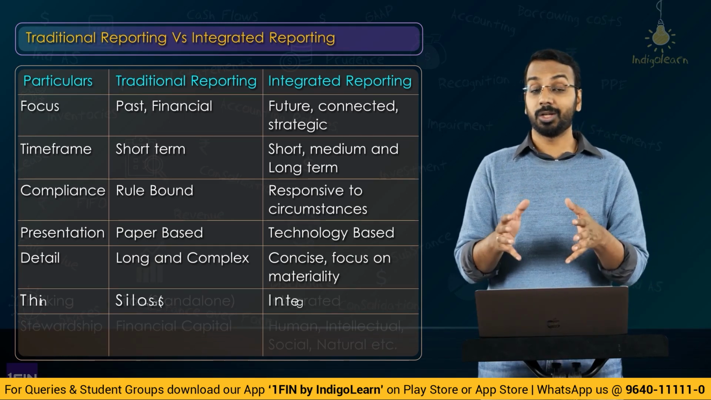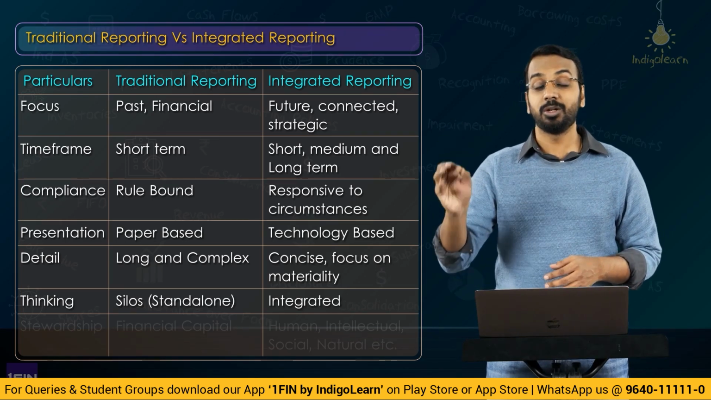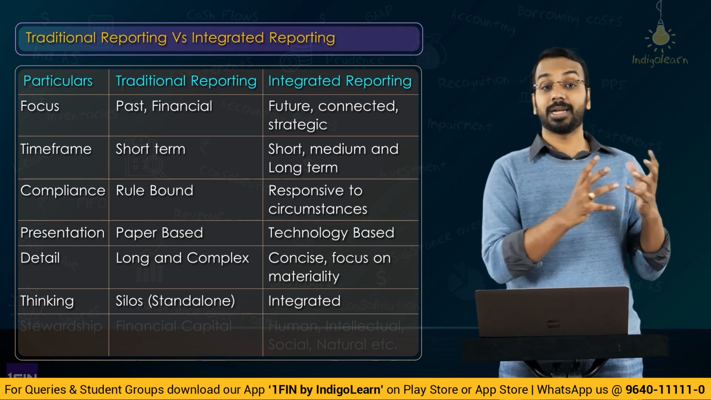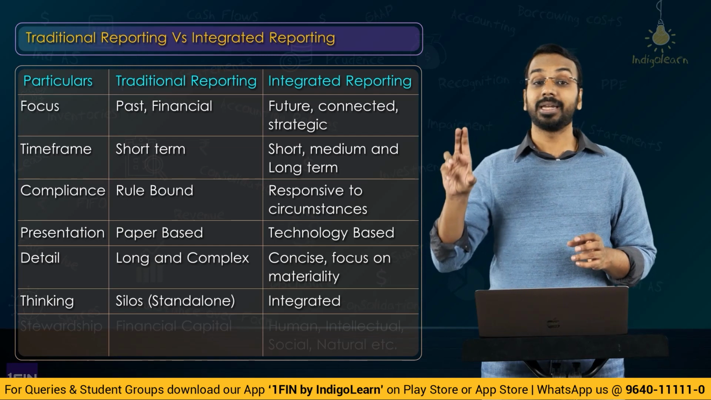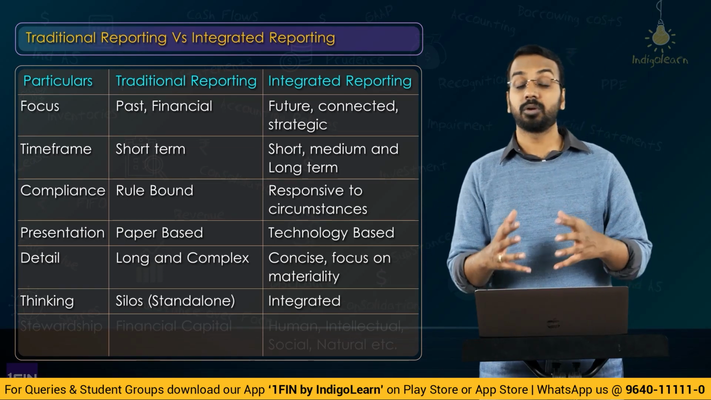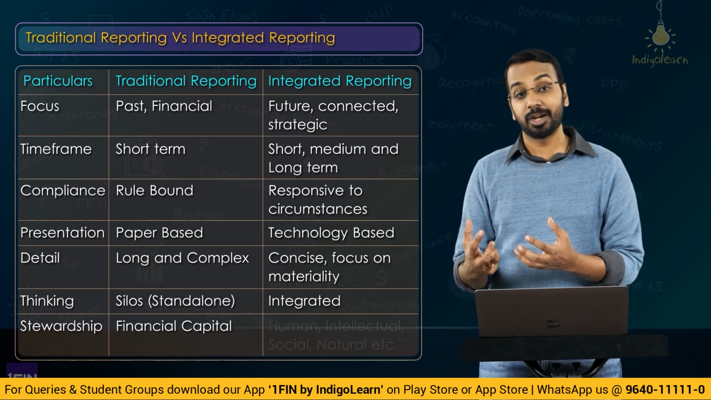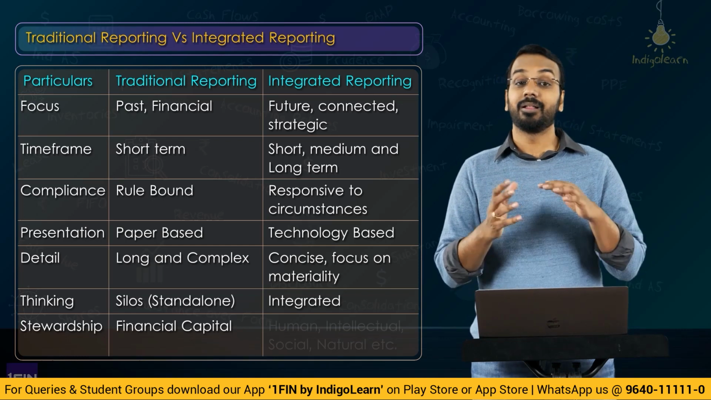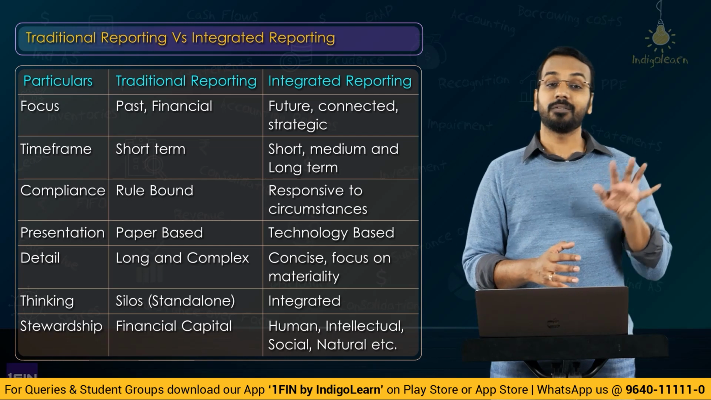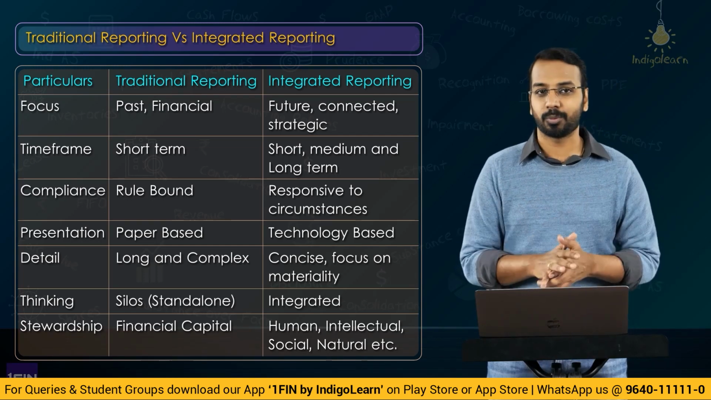Then when you look at the thinking or the approach, traditional reporting is more in silos. Silos means it is only looking at one specific angle, whereas integrated reporting is integrated. We are not looking at silos. Silos means standalone or independent cylinders. Integrated means they are linked to one another. And lastly, if you look at stewardship, which basically means responsibly managing something, traditional reporting focuses only on financial capital, whereas integrated reporting focuses not only on financial capital but a total of 6 capitals. Right, with this we come to the conclusion of integrated reporting.